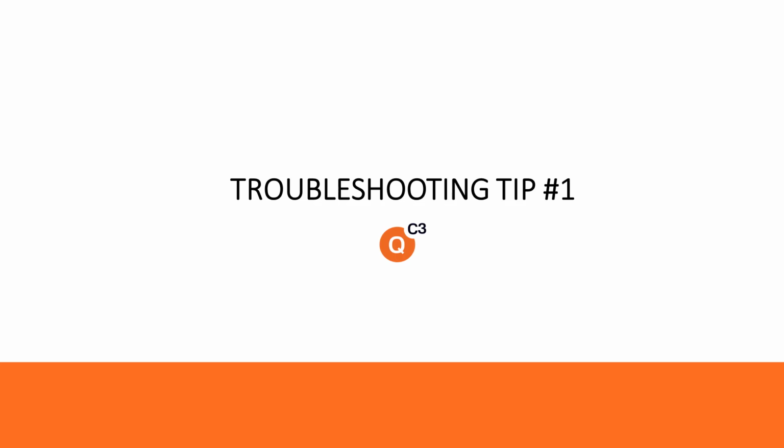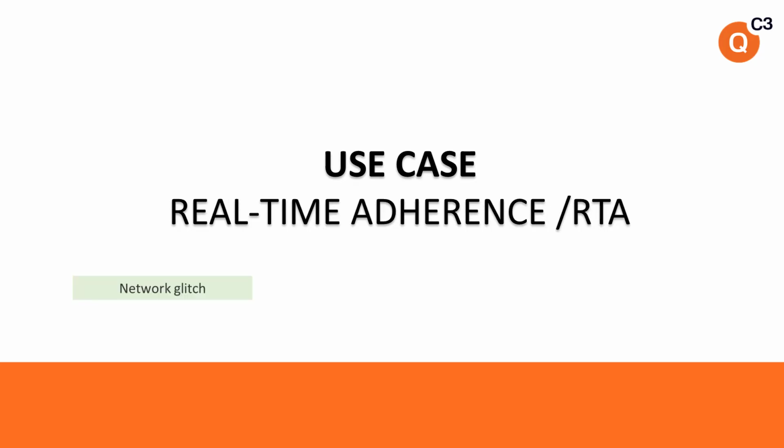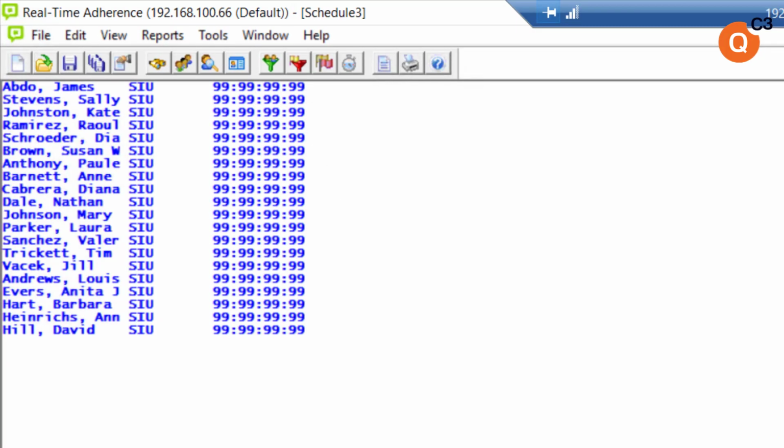The most common case we receive with Aspect Software is with an application called Real-Time Adherence, or RTA for short. If there's a network glitch, an update on the ACD, or RTA simply stops tracking your agent status, in most cases this can be resolved by restarting a service called RTA Listen.